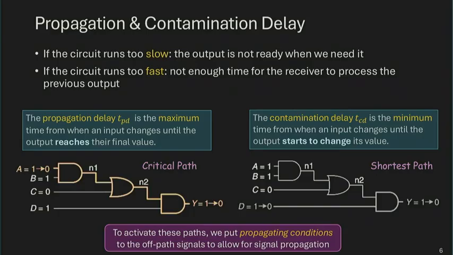So if the circuit runs too fast, the receiver may not have enough time to process the previous output. I want to make sure that the circuit works very nicely within this propagation delay so that any computation can complete within my cycle time. And also, I don't want my output to change too fast, to save enough time for the receiver to process the previous output.